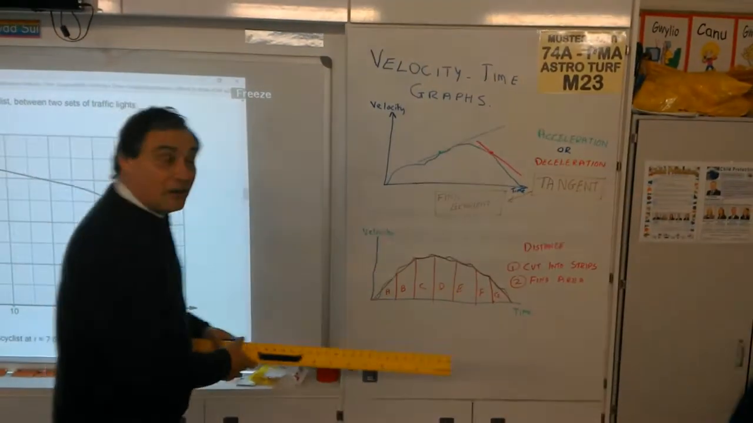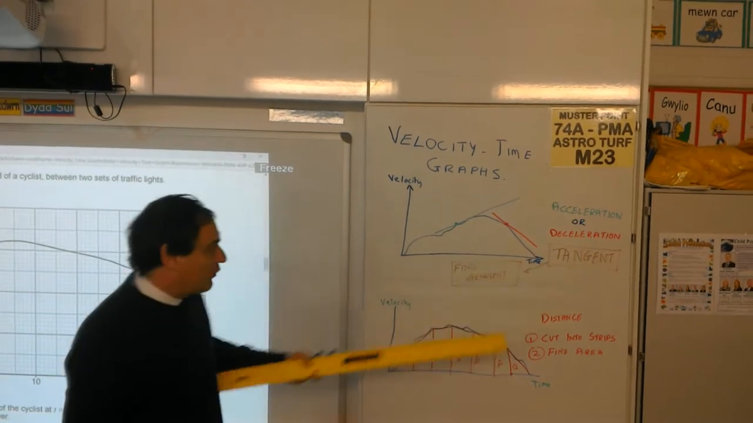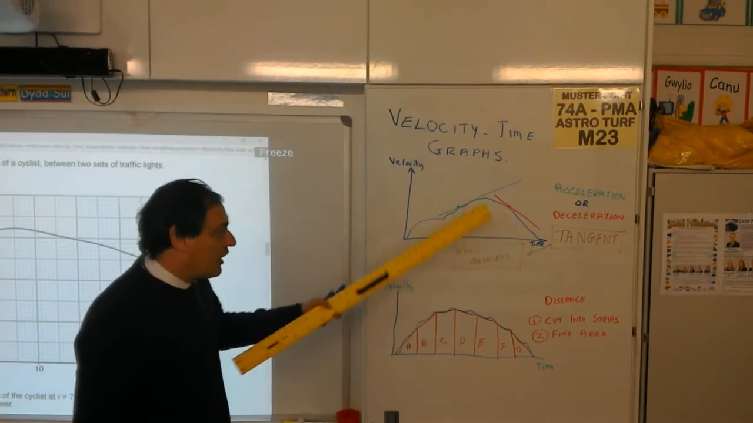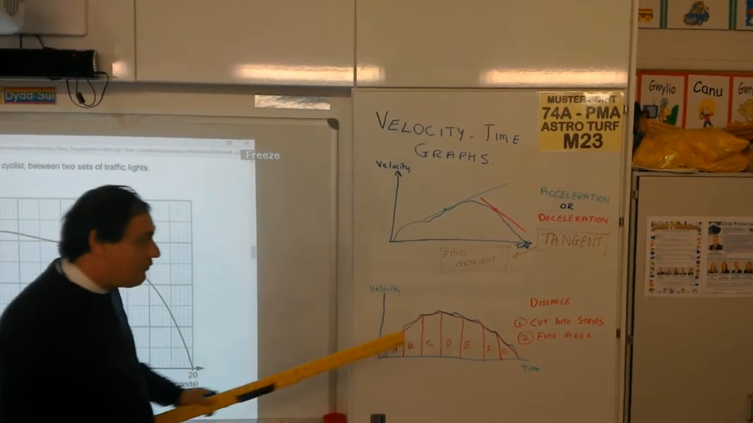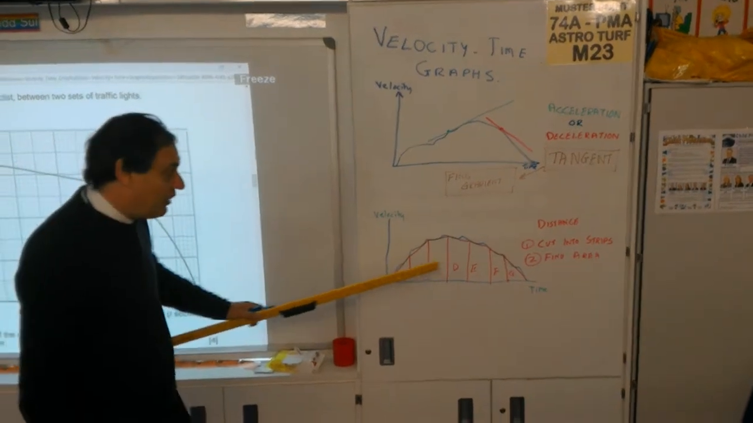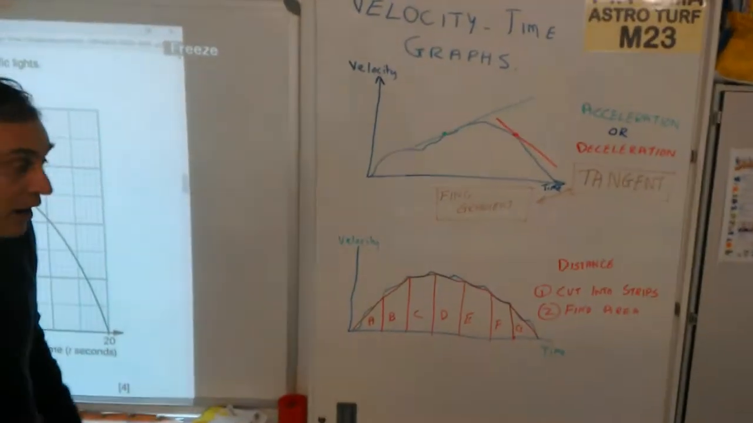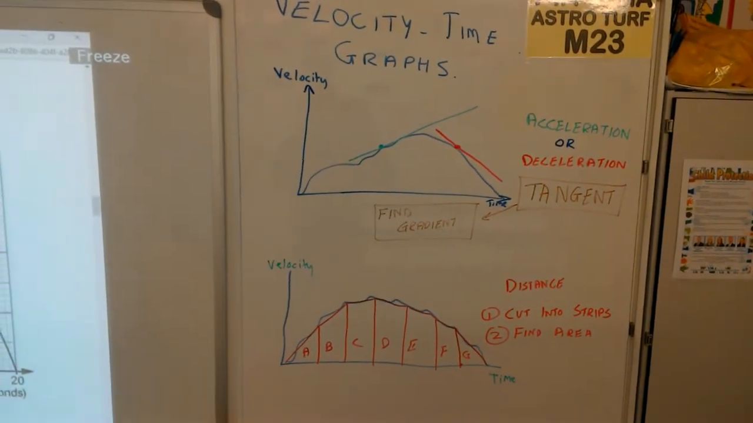If we wanted to find the acceleration, that's when something's speeding up, or deceleration, that's when something's slowing down, we've got to take a tangent to the graph. I'm going to show you that on the main board in a minute. If we wanted to find the distance of a velocity time graph, we've got to cut the graph into strips and find the area of those strips underneath the graph. So, over to the main board now.